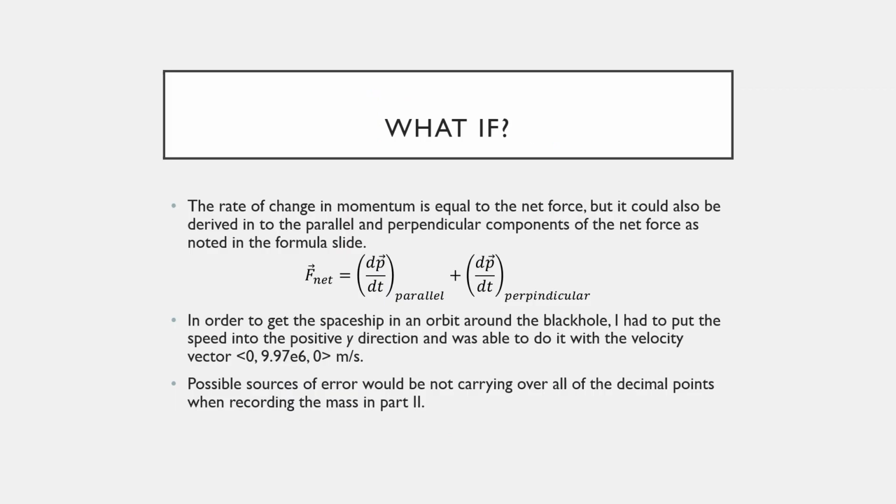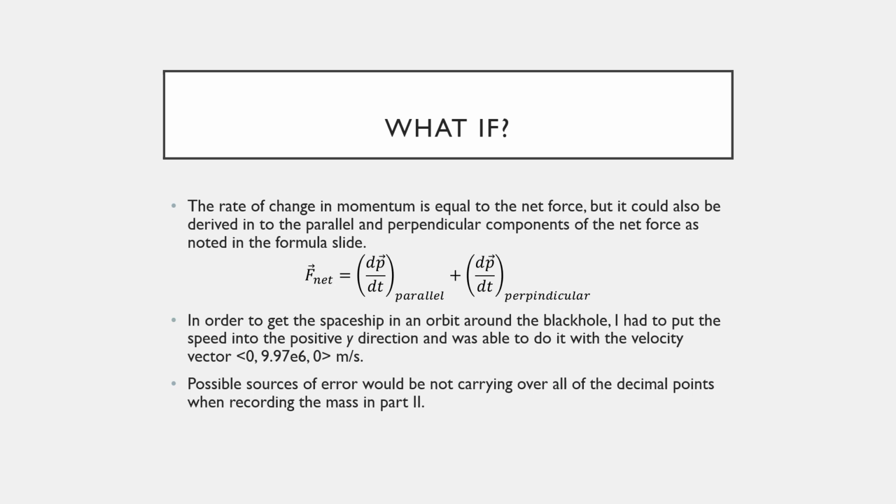What if? The rate of change in momentum is equal to the net force, but it could also be derived into parallel and perpendicular components of the net force as noted in the formula slide. In order to get the spaceship in an orbit around the black hole, I had to put the speed into the positive y direction and was able to do it with a velocity vector as follows.